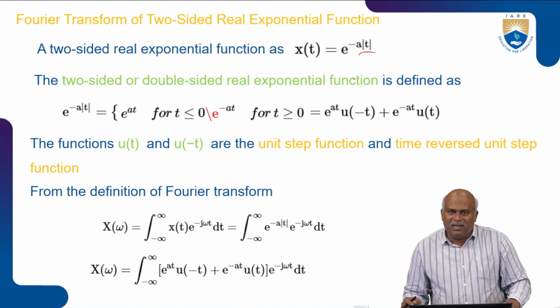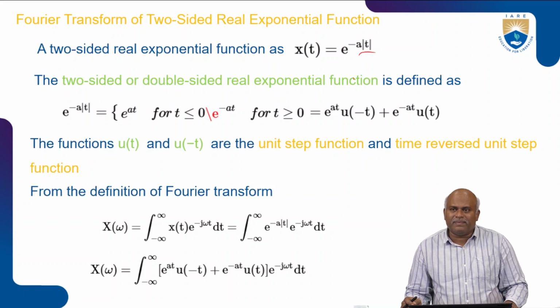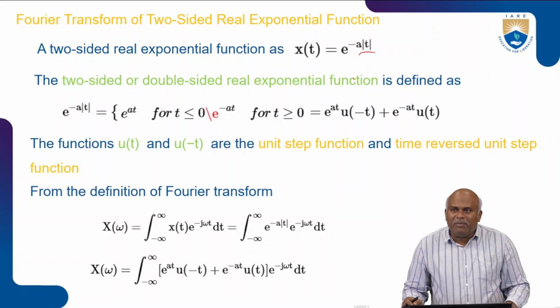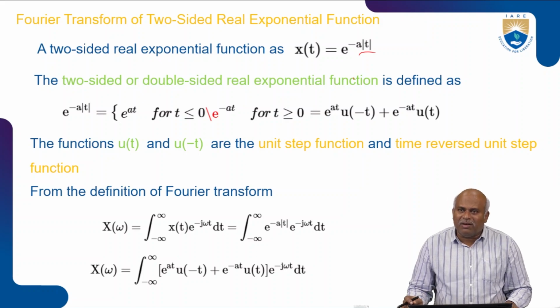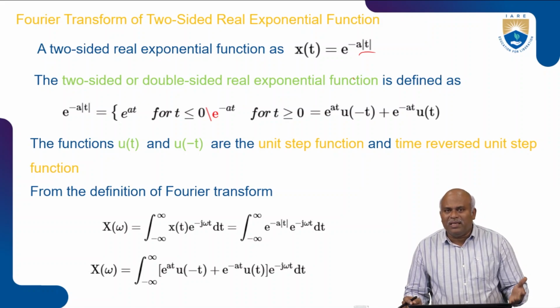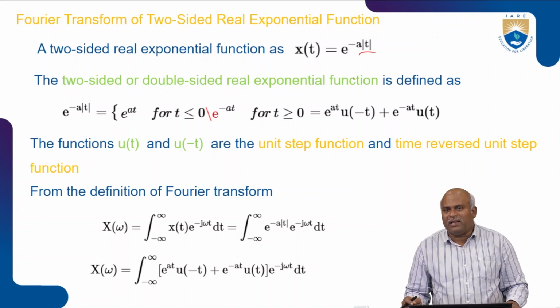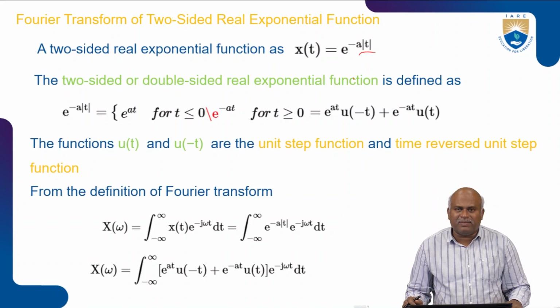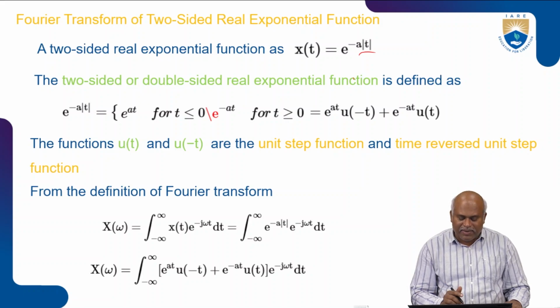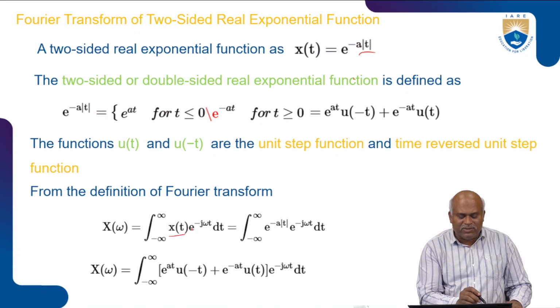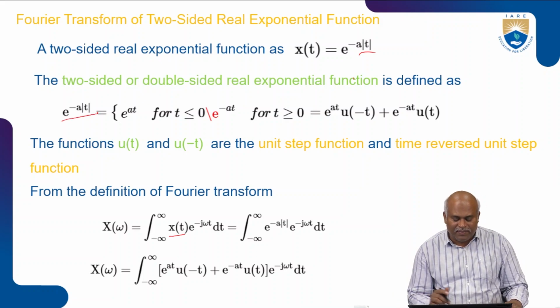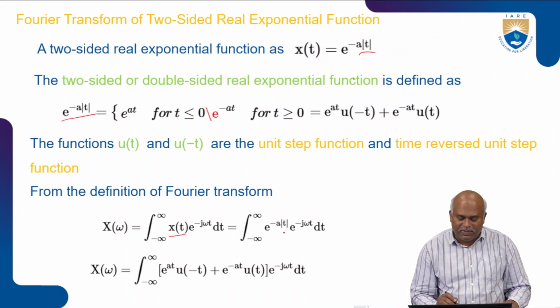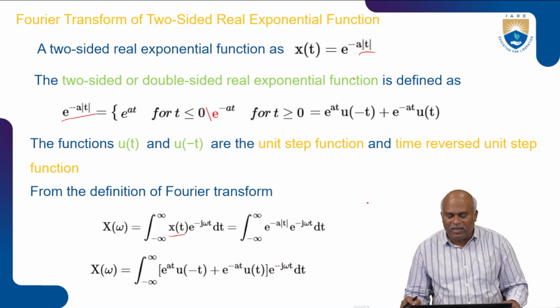The functions u of t and u of minus t are the unit step function and the time-reversed unit step function. We represent it by the time-reversed unit step function. For the definition of the Fourier transform, we write X of omega equal to the integral from minus infinity to plus infinity of x of t e power minus j omega t dt. So for x of t, we substitute the value e power minus a mod of t, then the integration from minus infinity to plus infinity of e power minus a mod t e power minus j omega t.